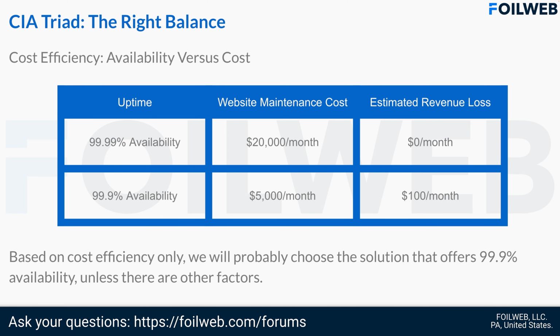Remember, we need to balance the three legs of the CIA Triad depending on business requirements and asset values. For example, if an e-commerce website costs us $20,000 to ensure 99.99% availability and just $5,000 to ensure 99.9% availability, and we estimate that the downtime difference would lead to a sales revenue loss of only $100, we will most likely choose the cheaper $5,000 solution that offers 99.9% uptime. To put it simply, all solutions must be tailored to business requirements.